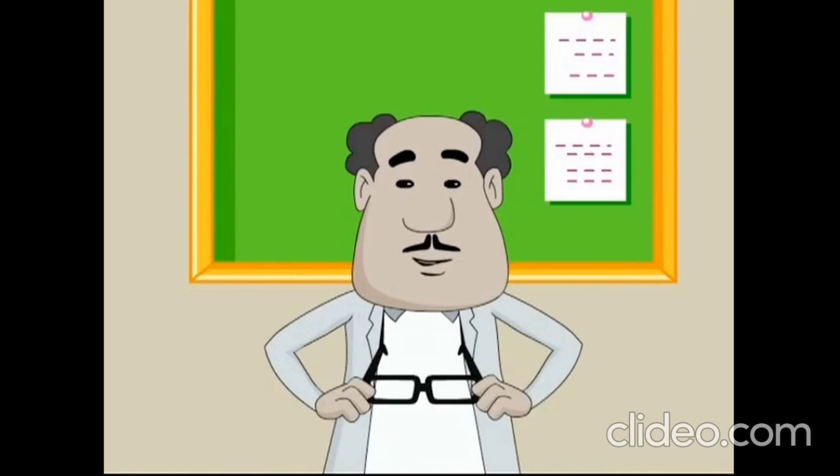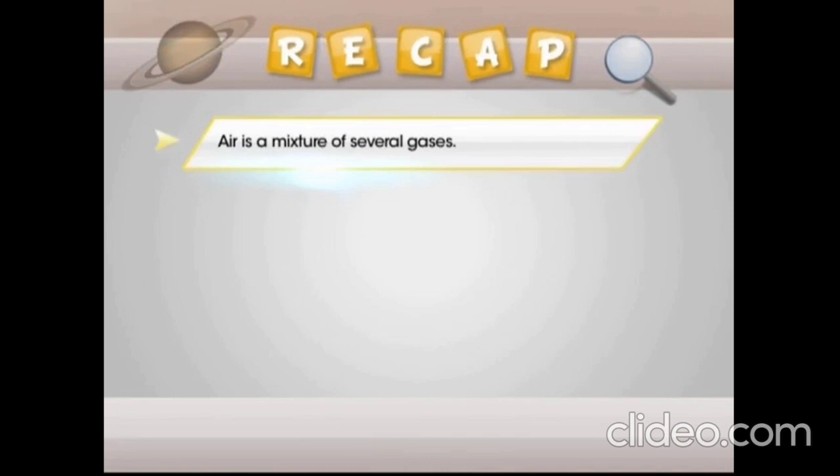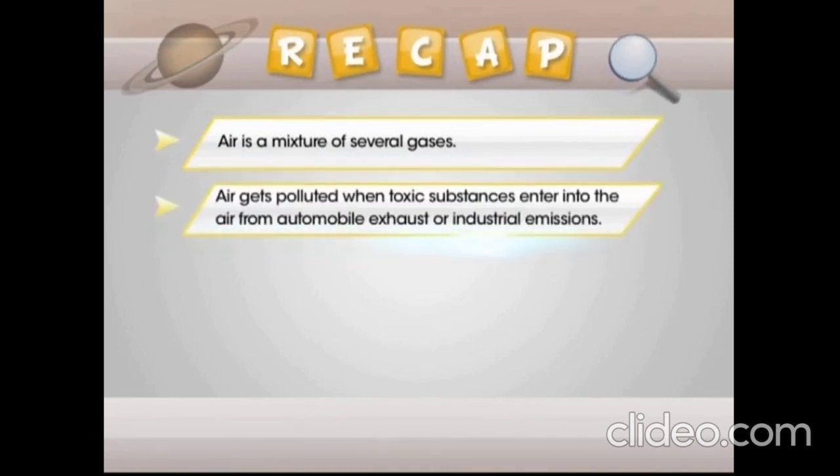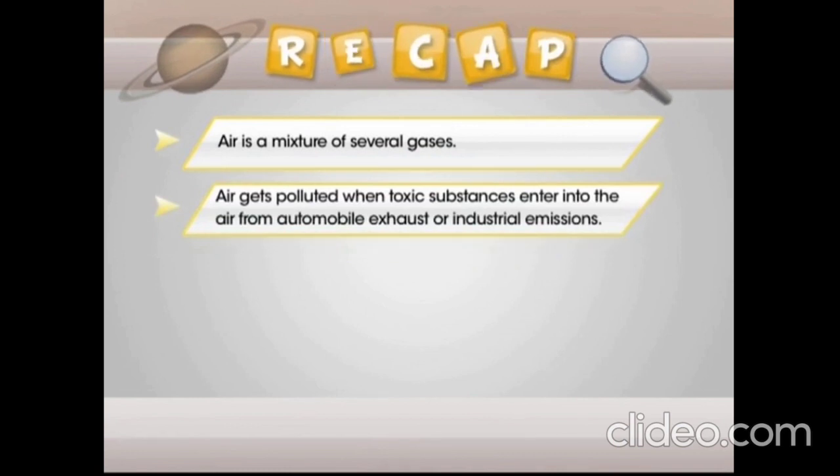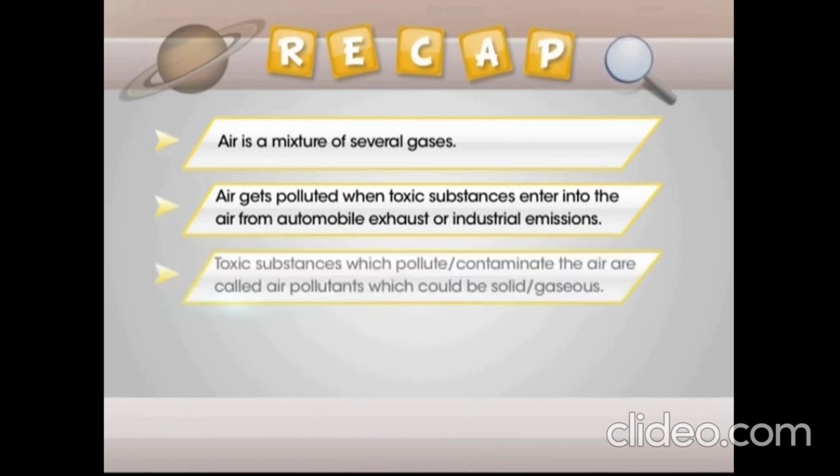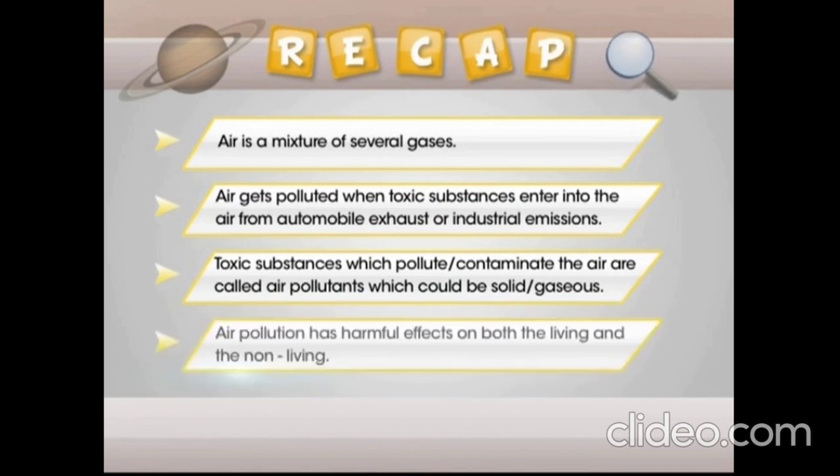Now is the time to take a memory jog. So let's just quickly revise what all we have learned today about air pollution. Pay attention. Air is a mixture of several gases. Air gets polluted when toxic substances enter into the air from automobile exhaust or industrial emissions. The toxic substances which pollute or contaminate the air are called air pollutants, which could be solid or gaseous in nature. Air pollution has harmful effects on both the living and the non-living.